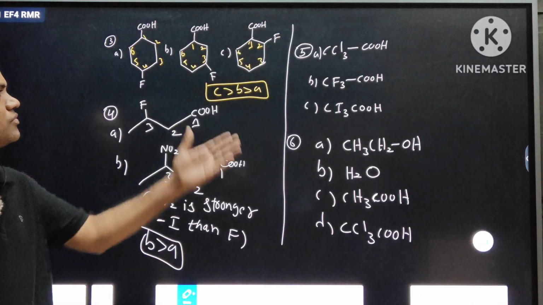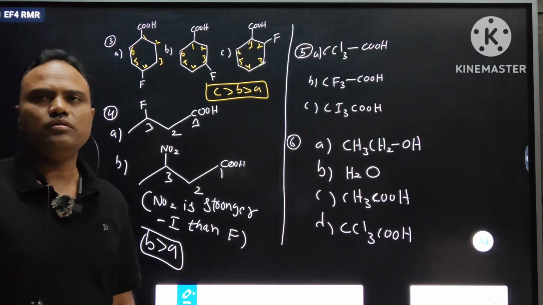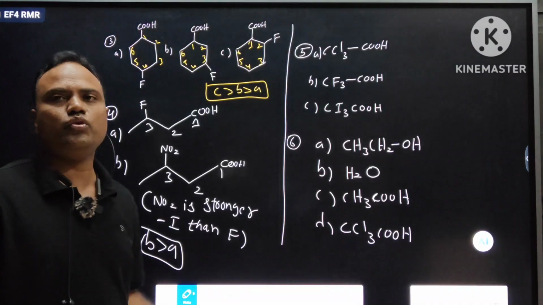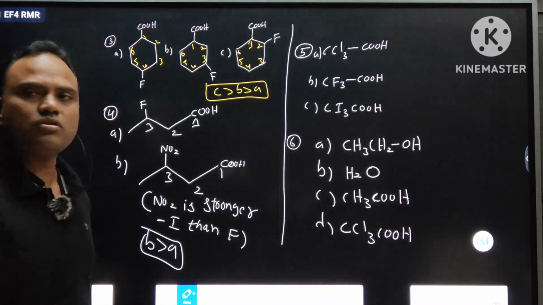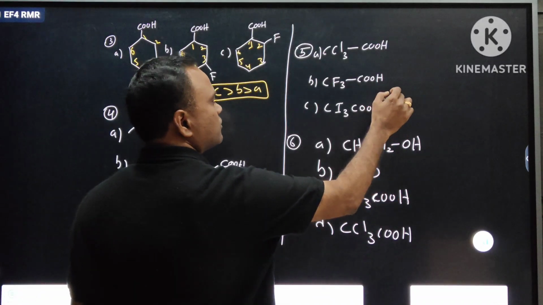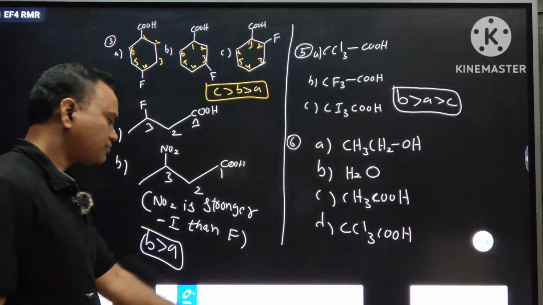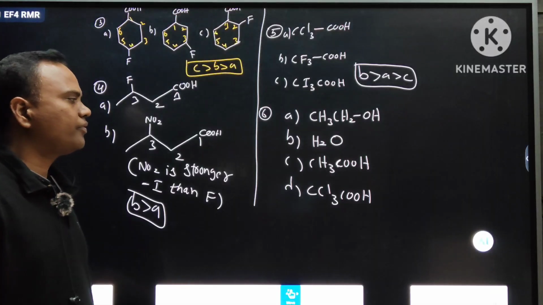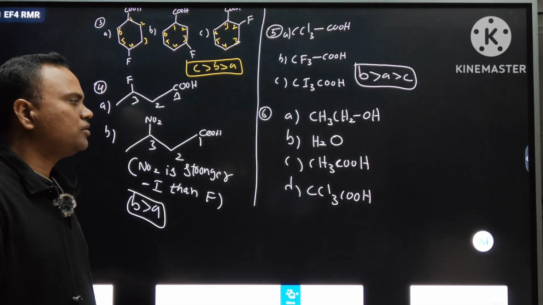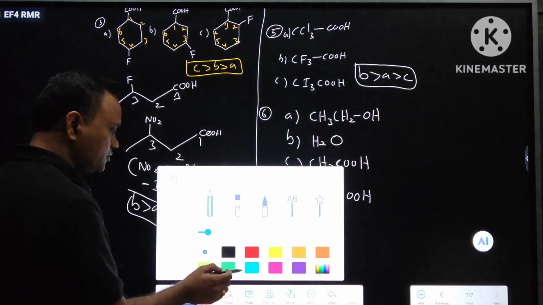Right. Here same concept. B greater than A greater than C. Fluorine greater than chlorine greater than bromine greater than iodine is the minus I order. Fluorine is a strong minus I group. After that chlorine, so B greater than A greater than C. Next. Sorry, D. Yeah, D C B A.